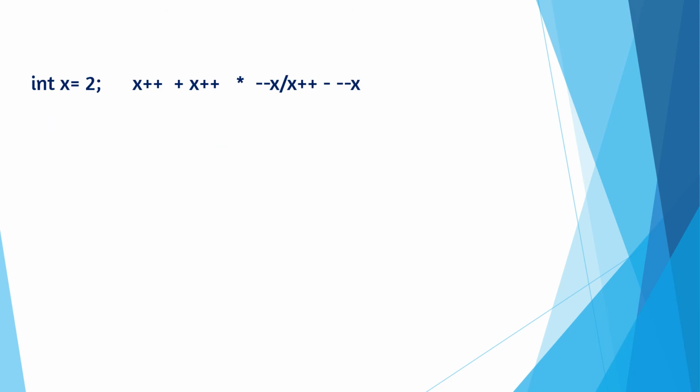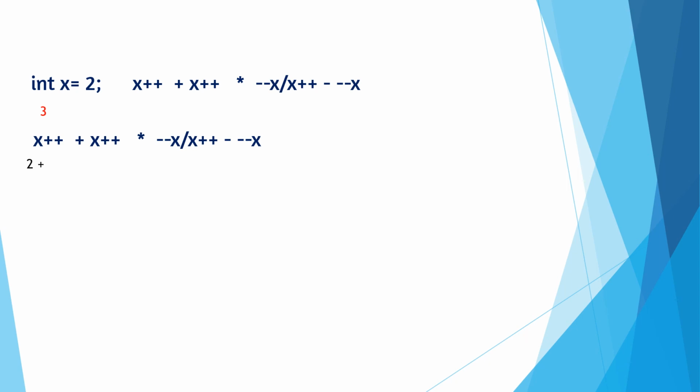Next example, int x is 2, x plus plus plus x plus plus into minus minus x by x plus plus minus minus minus x. So this we have to solve. So first we can find the values according to increment and decrement, and then we can solve the expression. So x plus plus, here when we are taking first the postfix operator, x plus plus means first the original value will be taken. So x will be 2 in expression, and then the value of x will be changed to 3.